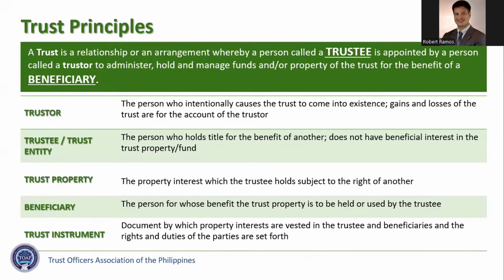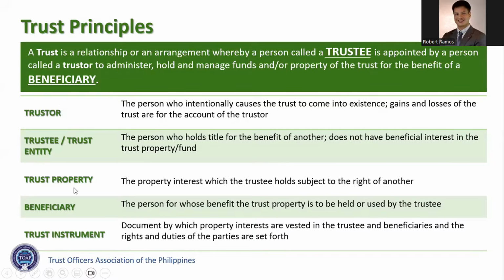The trustee or the trust entity is the person who holds the title for the benefit of another. The trustee or the trust entity does not have beneficial interest in the trust property or fund. The one who has beneficial interest is the trustor, ladies and gentlemen. Okay, it is the trustor.